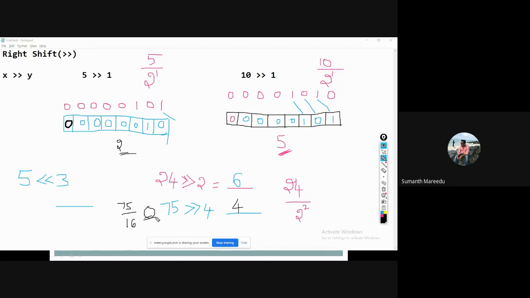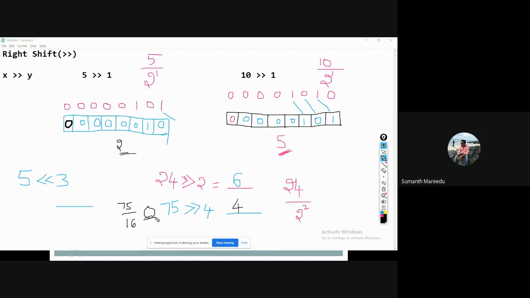So clear about this? Yes, sir. Any doubts in left shift or right shift operations? No. So you try for this number, so you verify whether you are getting this logic is correct or not.